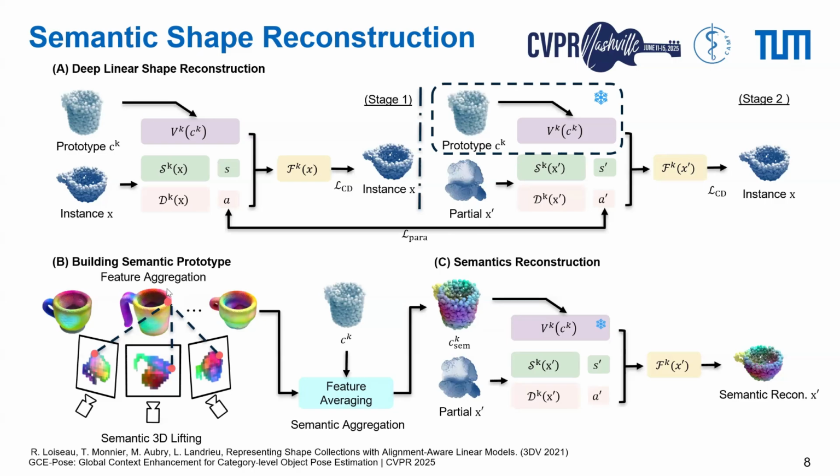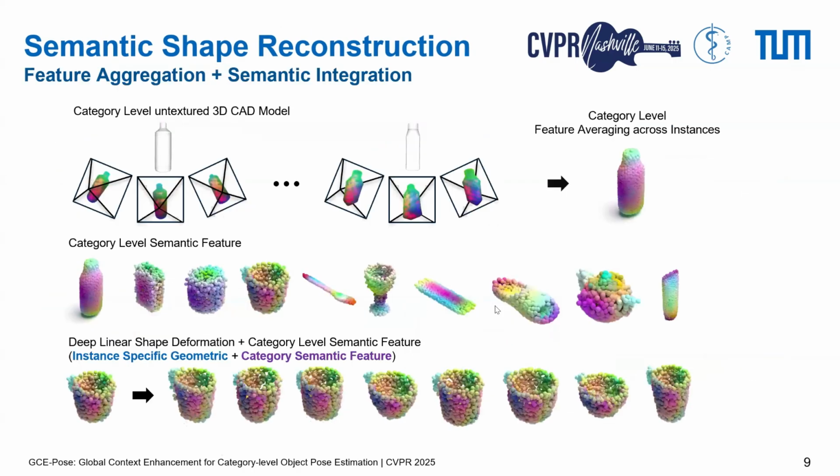Then we leverage the DINO feature as extractor and lift it into 3D space, together with feature averaging across the instances in the category. We obtain the category-level semantic prototypes. And given the partial observation, we can then deform the category-level semantic prototype into instance-specific semantic reconstruction.